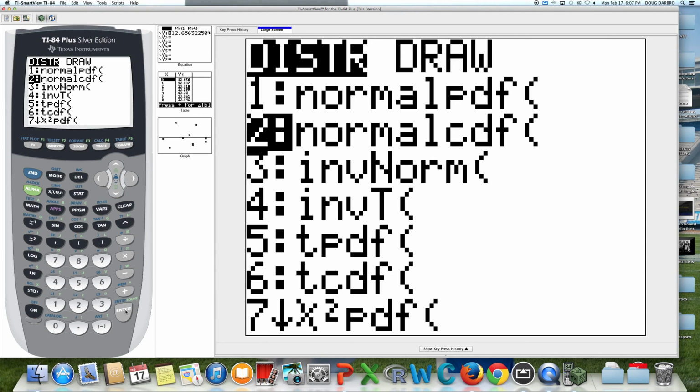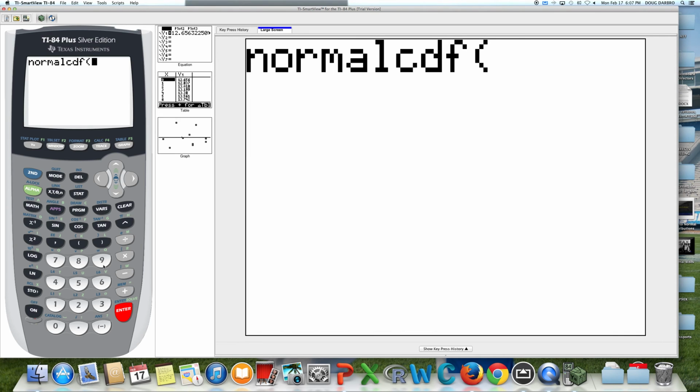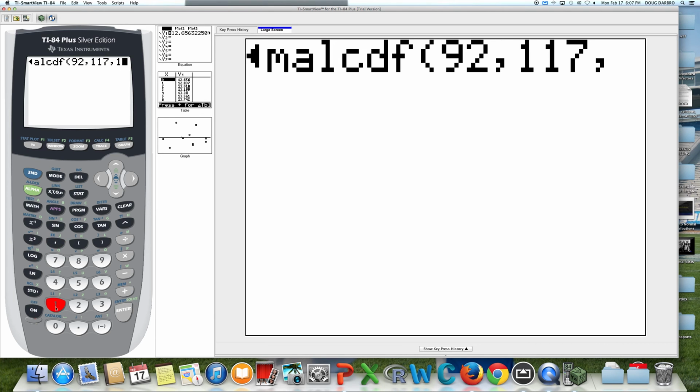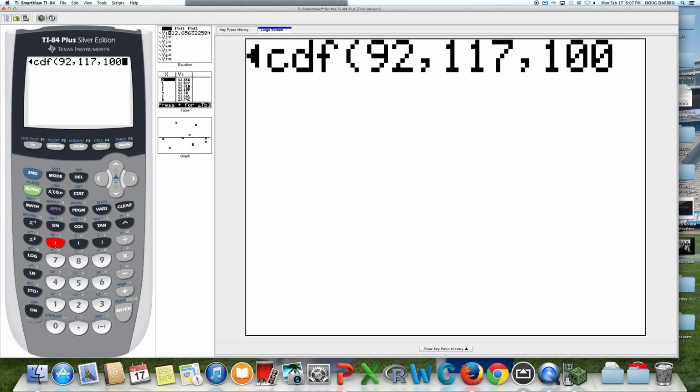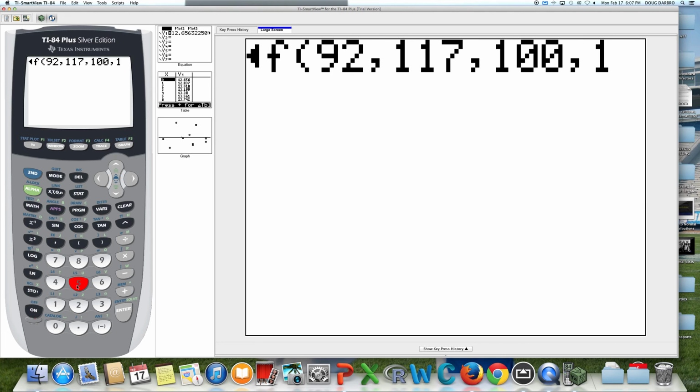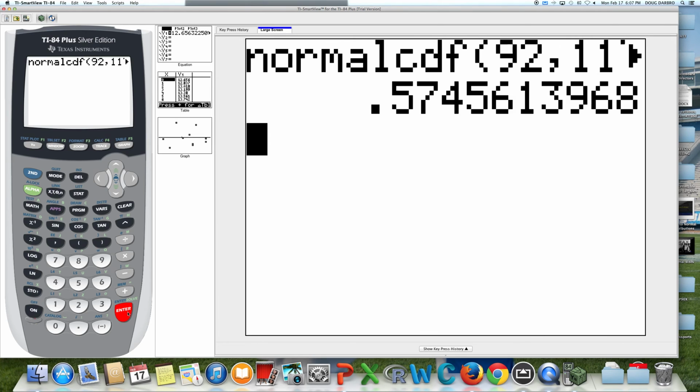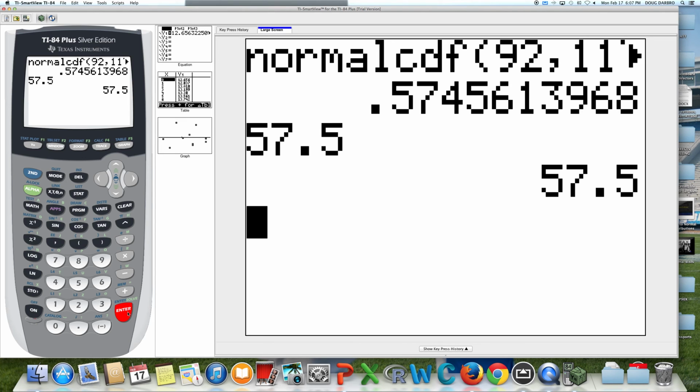So guys, we hit enter. And again, we want to look at the percentage of scores between 92. Your comma is right there. Up to 117. Comma, 100, comma, 15. Now, your answer for this will always be given as a proportion. But the answer that you would give here would be 57.5%. I can't put a percent in there, or I would.